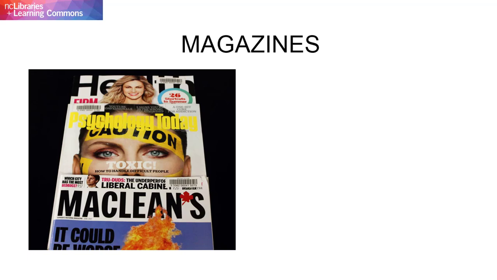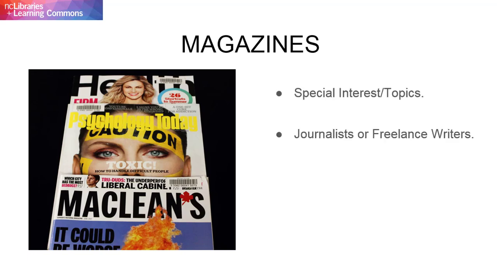Magazines, on the other hand, are usually published for a specific readership or for a readership with specific interests. Magazines contain articles written by journalists or freelance writers, which somehow relate to the overarching theme of the magazine or magazine issue. Magazine articles are also reviewed by an editor.